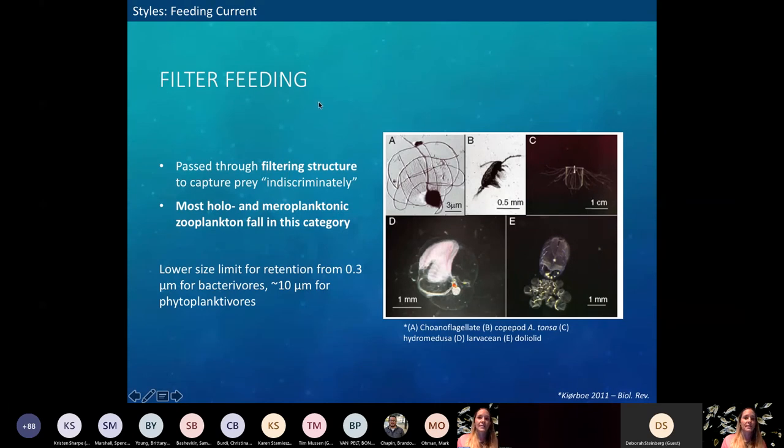This is where they pass water through a filtering structure to capture prey indiscriminately. So I like the example of larvaceans because they build these mucus houses that are their filtering structure, and they use their body or tail structure to sort of pump water through their mucus house, and any particles that go in there get filtered. Once their house clogs up with particles, they ditch their house and then they go build another one. So that's sort of a unique but good example of filter feeding. This also occurs in some copepods, doliolids, I believe salps, as Debbie mentioned, and some hydromedusae and all sorts of other things.